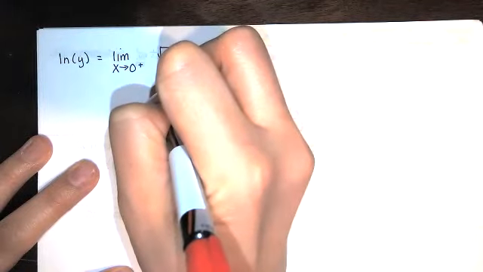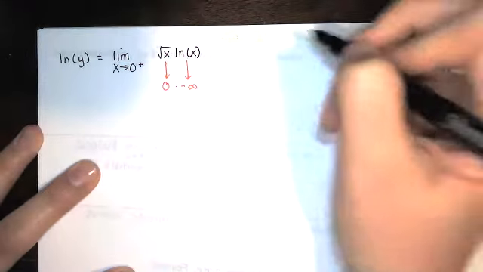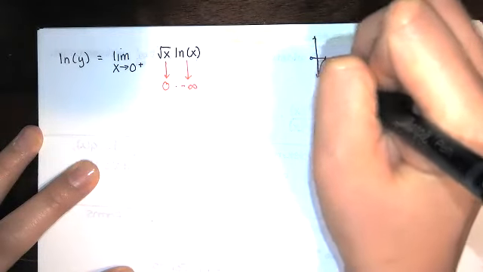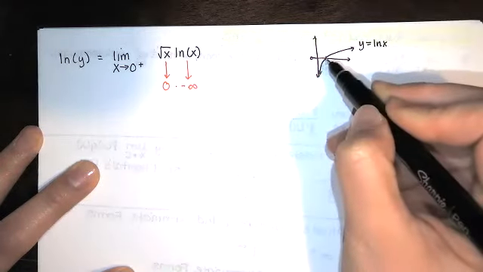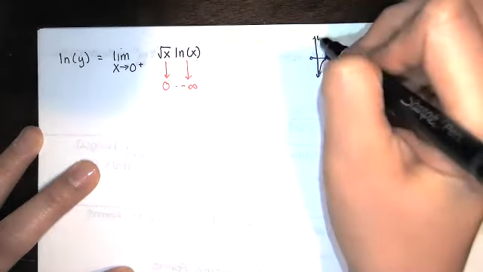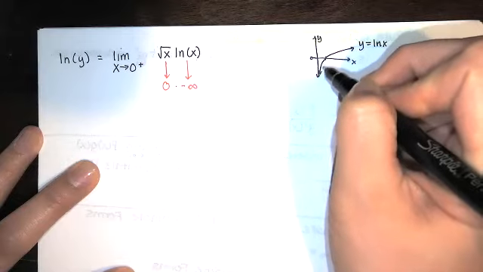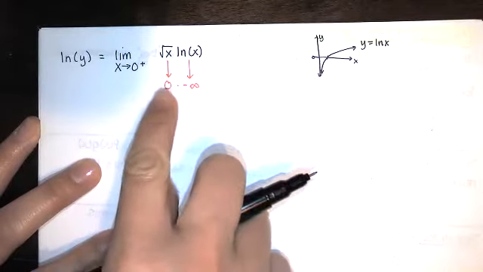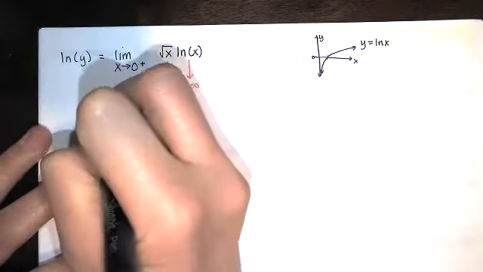Well, square root of x still approaches 0. And remember, natural log of x goes to negative infinity as x approaches 0 from the right. Remember, this is what natural log looks like. As x gets close to 0 from the right-hand side, x is getting closer and closer to 0. The y's are going to negative infinity. The y's are getting very large in magnitude, but more and more negative. So that's a 0 times negative infinity indeterminate form. Now, remember how we handle that.